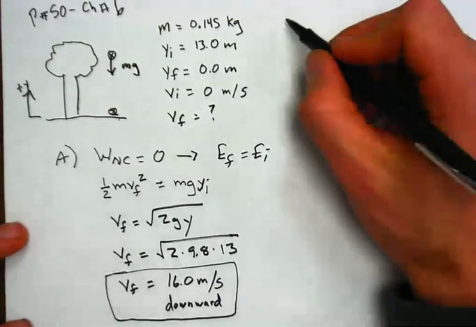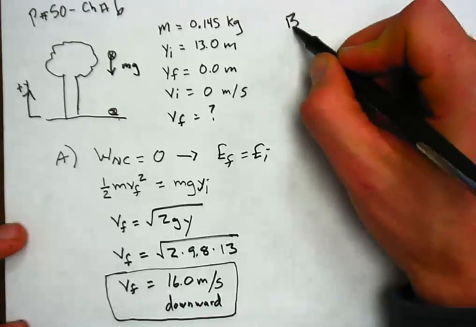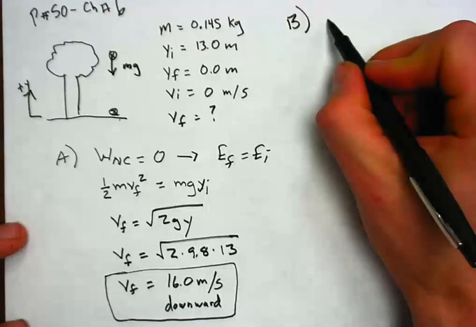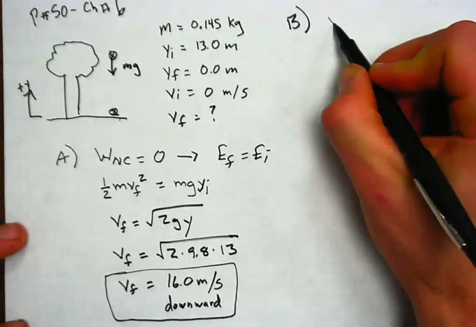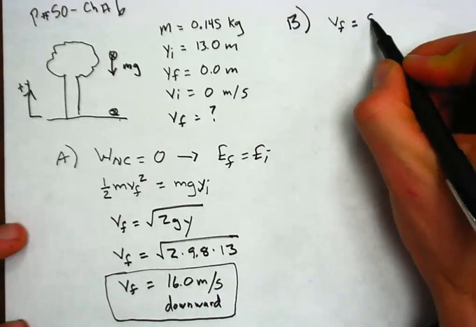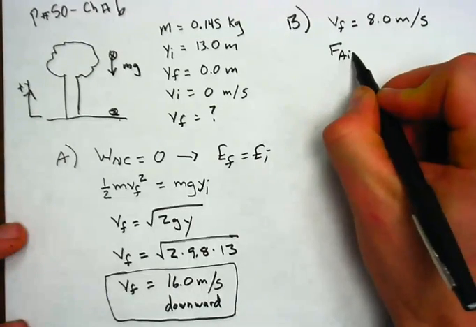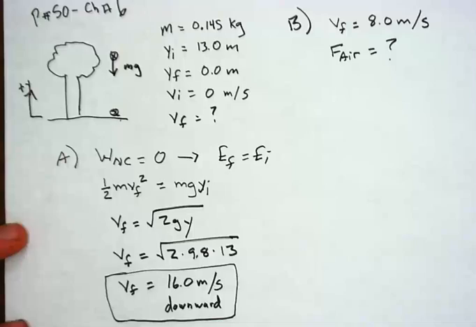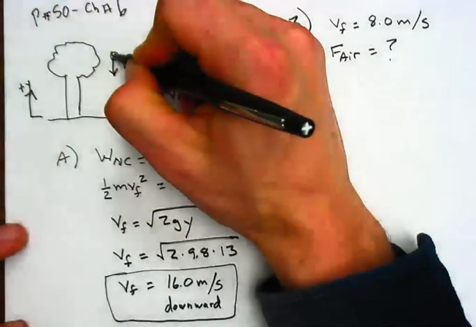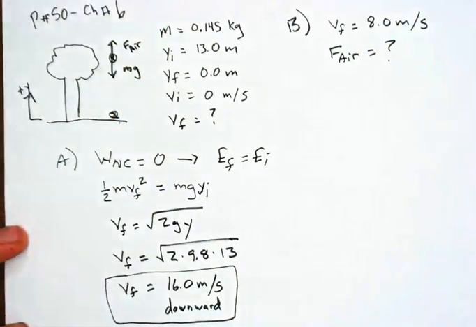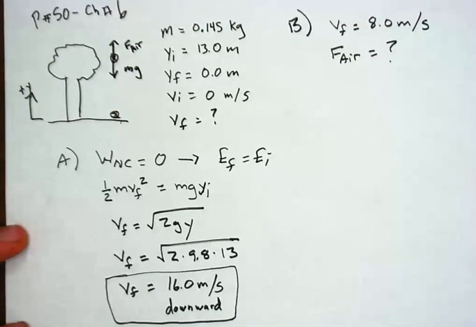Okay. Well, there's a part B to this problem. And it says, what if there is air resistance, and what if because of that air resistance, the final speed is only 8 meters per second? What would that force of air resistance be equal to? So let's go over here and amend our free body diagram. We have a force of air resistance acting up on the ball. How big a force is that on average?